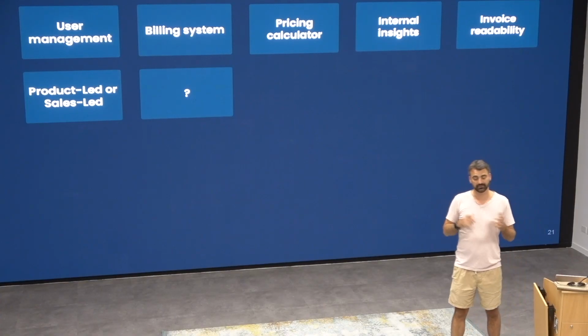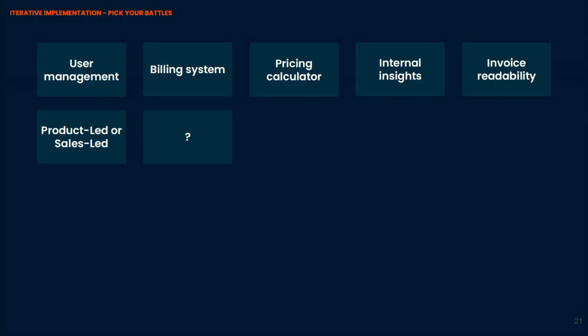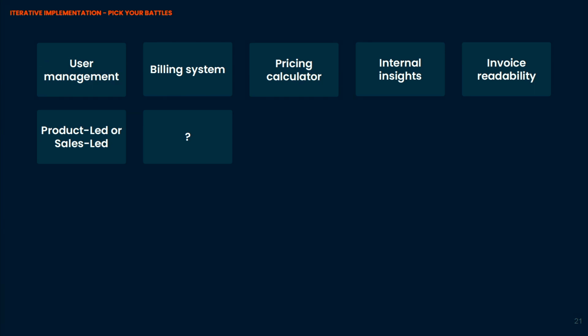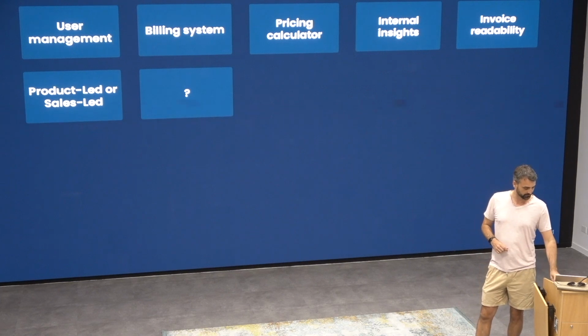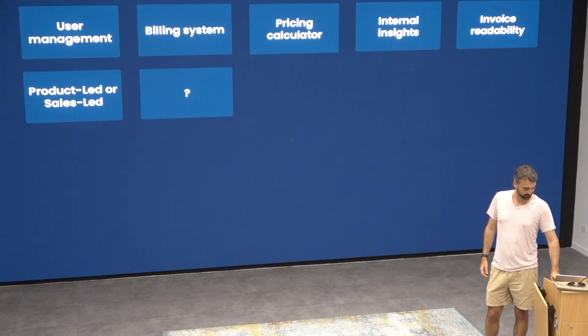Internal insight. If you have a very complex or advanced pricing model, it might take a lot of engineering to really build your data lake and start to look at and understand the pricing, how you charge, and the opportunity within your customer base. Invoice readability, it's a very underrated one. When your customer receives an invoice that is 3 pages long, they might pick up the phone and talk to you. So you might consider if you want that or not. So yeah, it's important to think product-led or sales-led.